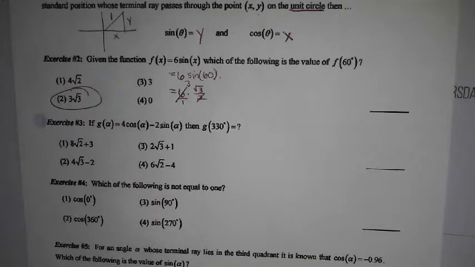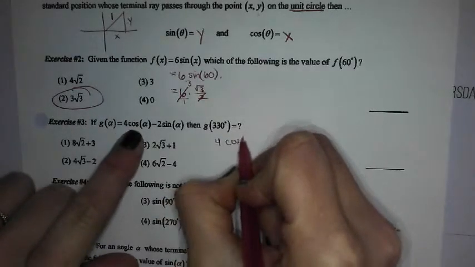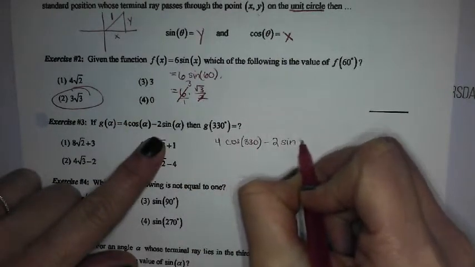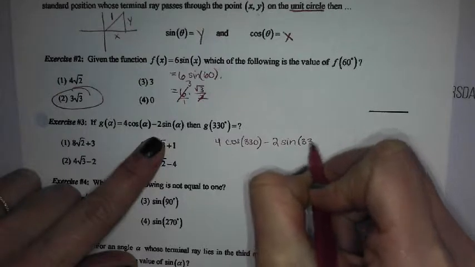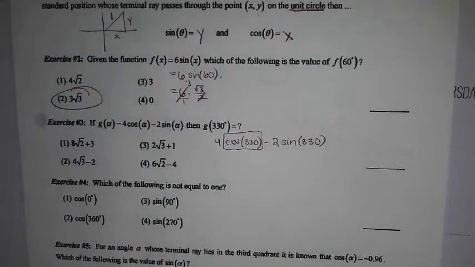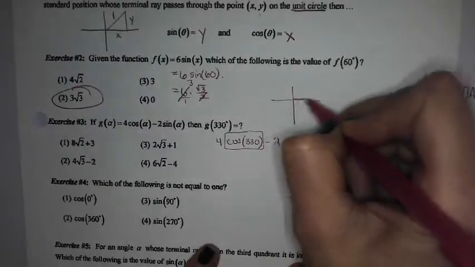Exercise 3 gives you a g function. It wants you to find g of 330. So when I plug that in, it's going to be 4 times the cosine of 330 minus 2 times the sine of 330. So we have a little work to do. We're going to pretend like we don't have our calculator because you're going to have to do these without a calculator. What quadrant is 330 in? 4. Very good.